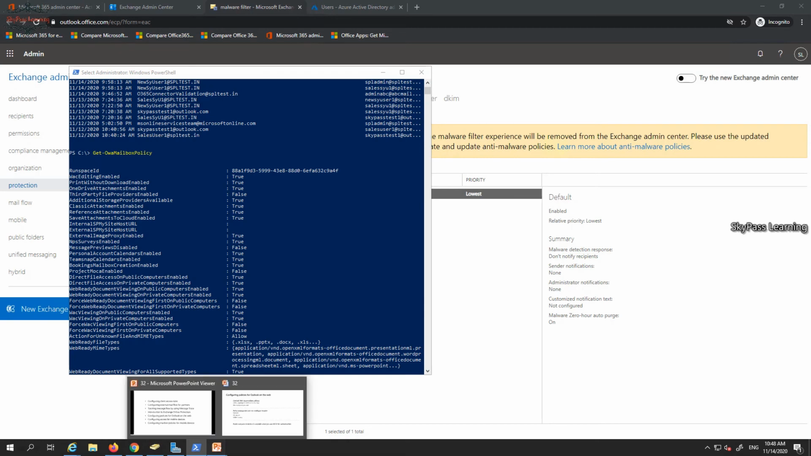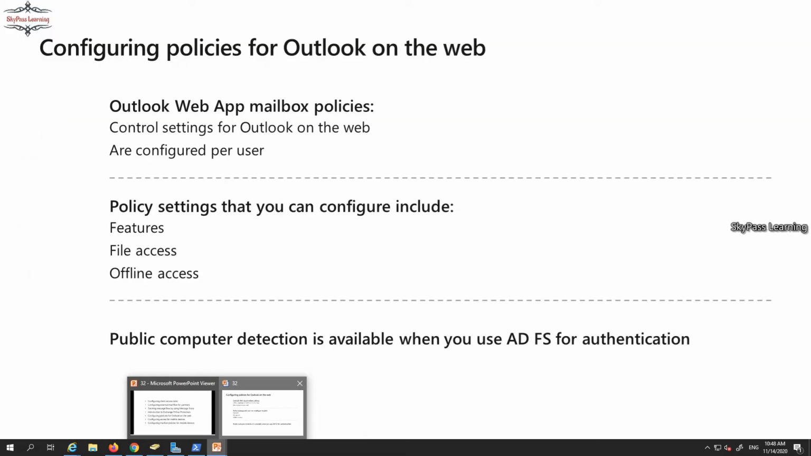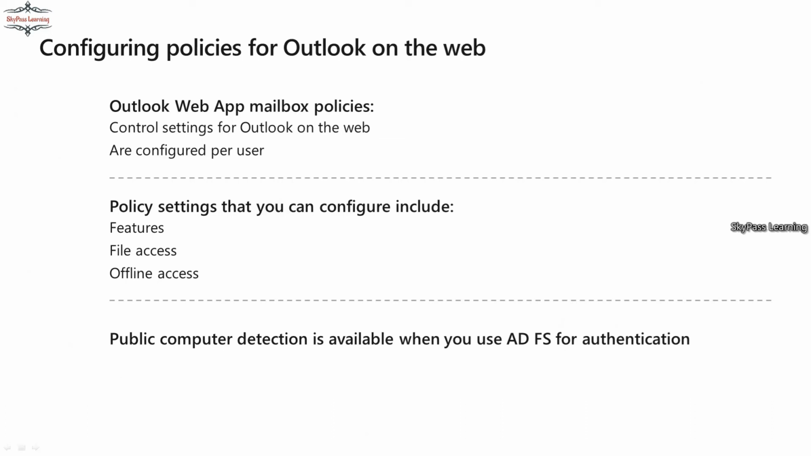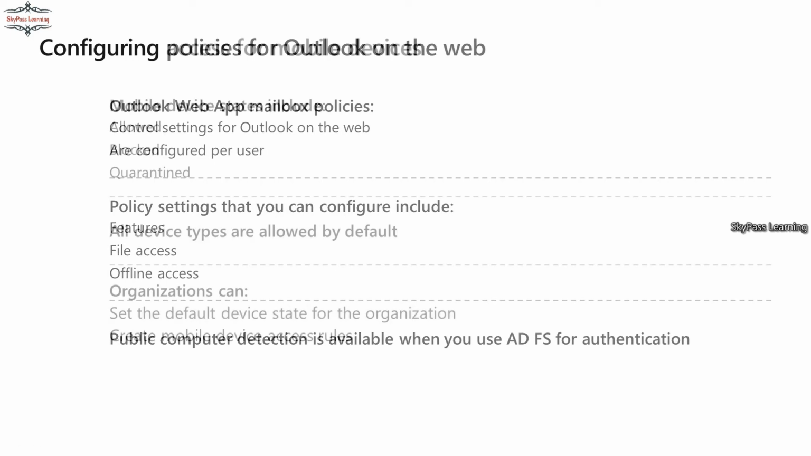This totally depends on the requirement and whatever features you need, like file access, offline files, and control. Basically, it will control your Outlook on the web functionality, and whatever you want, you can apply or restrict. You have ADFS authentication when you are on a public computer. That functionality is also associated.